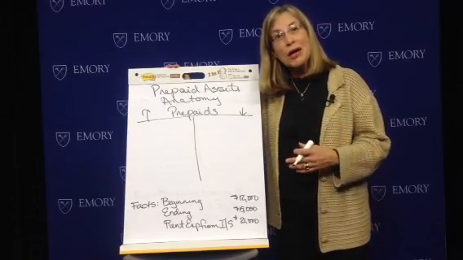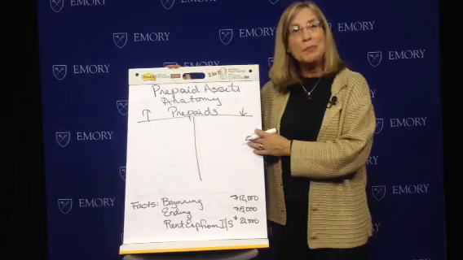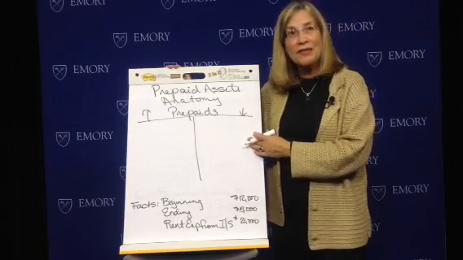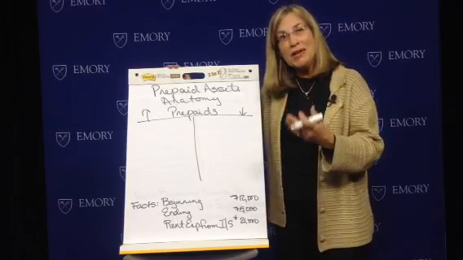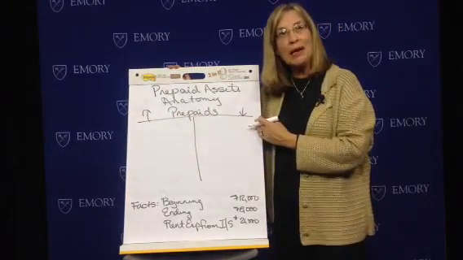Hello, we're here to talk about the anatomy of different accounts, and we're going to talk about prepaid assets. Now you'll remember by definition an asset is increased by a debit and decreased by a credit.